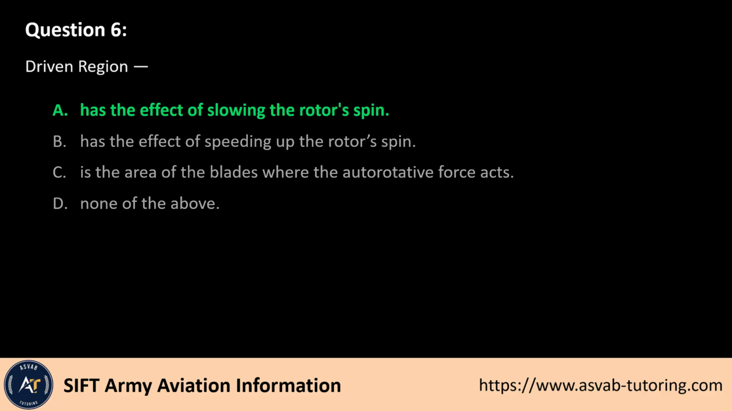The answer is A. The driven region is the part of the helicopter rotor blade where airflow opposes the rotation, creating drag and slowing the rotor's spin. In autorotation, this region typically lies at the outer portion of the blades and is balanced by the driving region, which provides the force to maintain rotor speed. The other options describe different rotor blade regions.